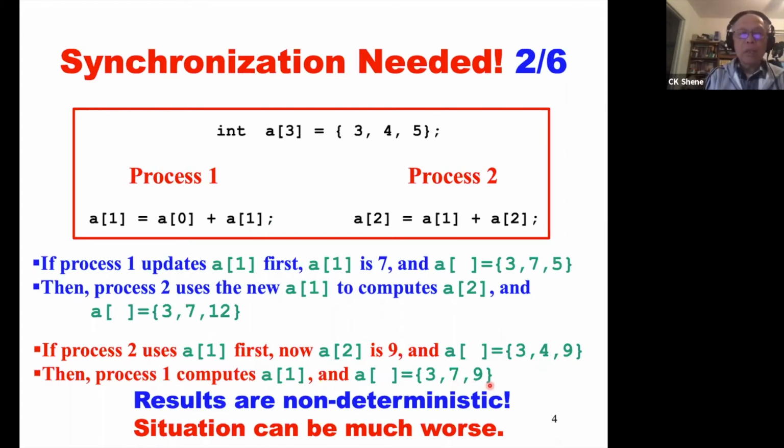This correctness depends on who runs first, and that's a big problem, because who runs first is something out of our control. It's controlled by the CPU scheduler. Therefore, you have your first taste of a non-deterministic answer.